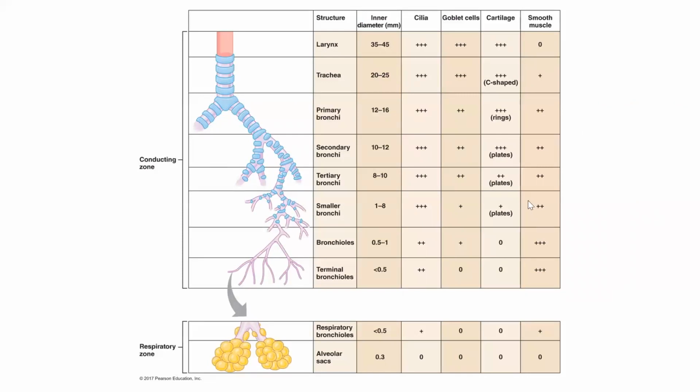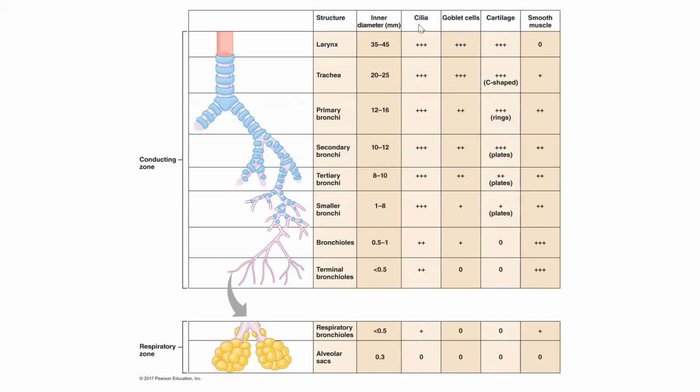And I don't want you to memorize anything here. What I really think is more valuable is to think about the trends that we're seeing. So first of all, the major trend is the size, right? The diameter, the inner diameter of these structures. We're going from about 35 to 45 millimeters all the way down to 0.3 millimeters, so very, very small. And as we go down this bronchial tree, the diameter of these structures gradually gets smaller.